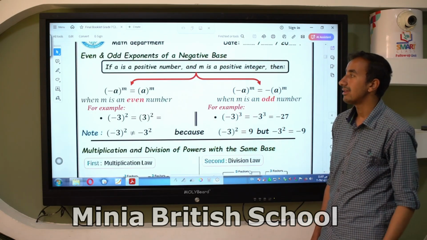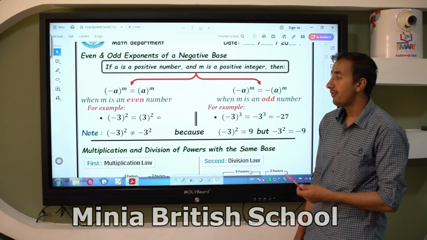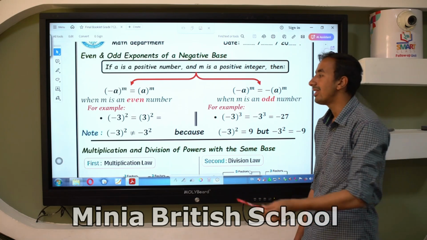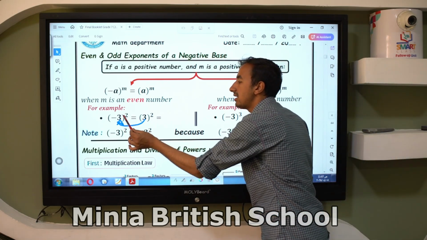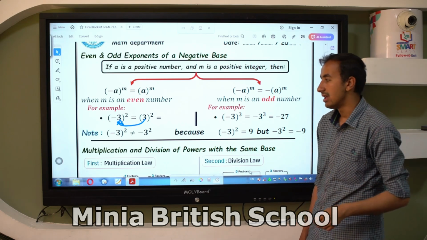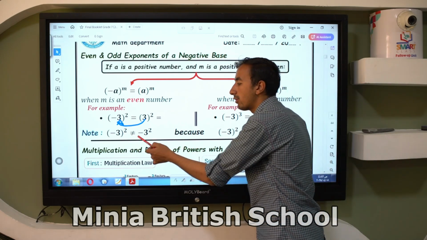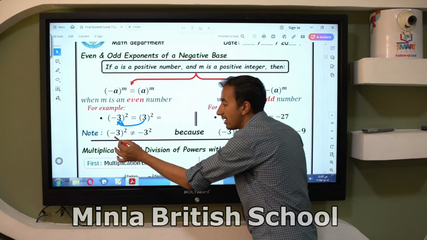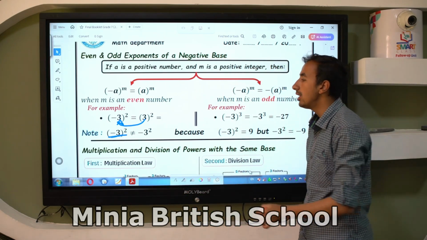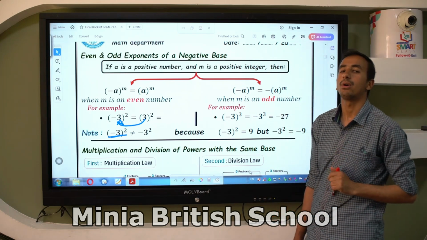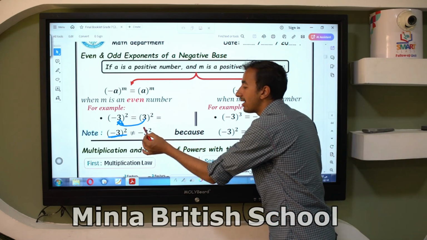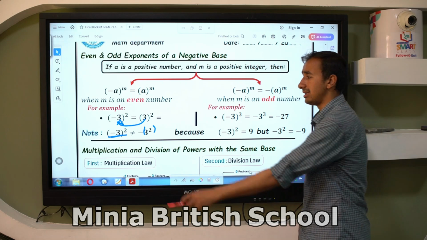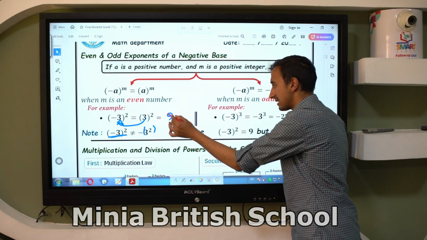Now we have even and odd exponents of negative numbers. If a negative number has an even power, the answer is the same as for its additive inverse. For example, negative 3 to the power 2 equals 3 to the power 2. But note that negative 3 to the power 2 is not equal to negative of 3 power 2. 3 power 2 equals 9, and its additive inverse is negative 9.